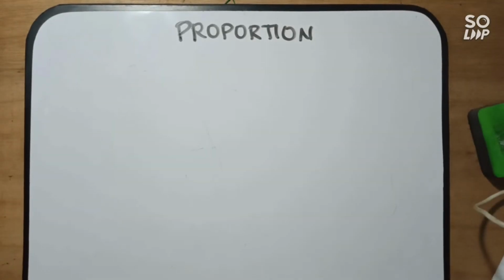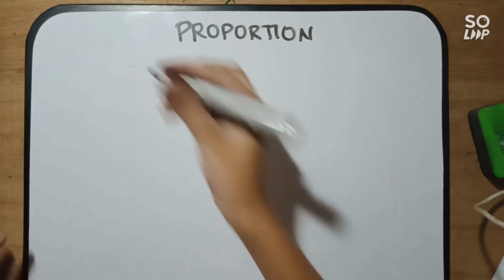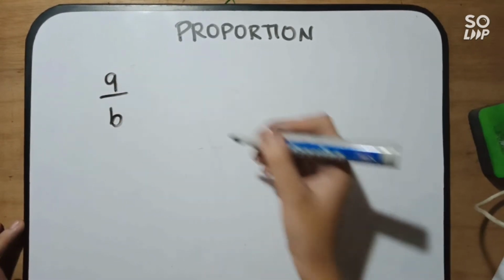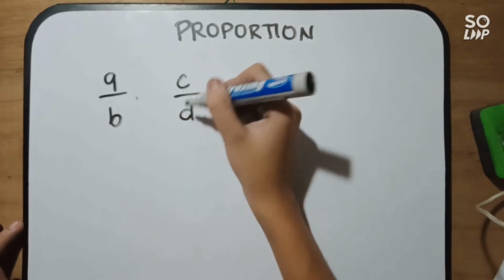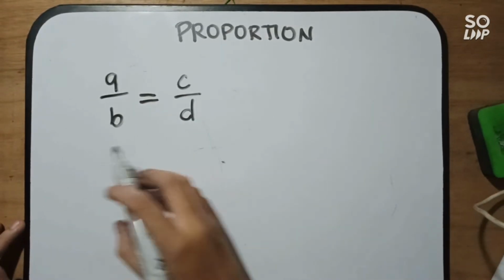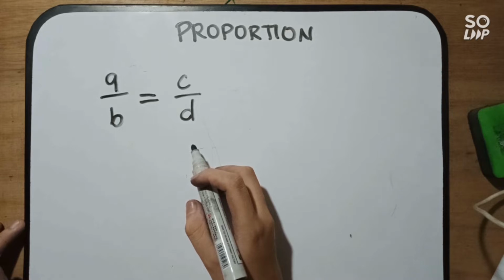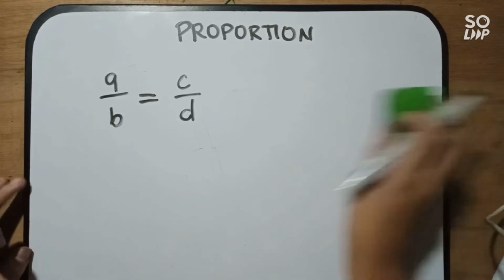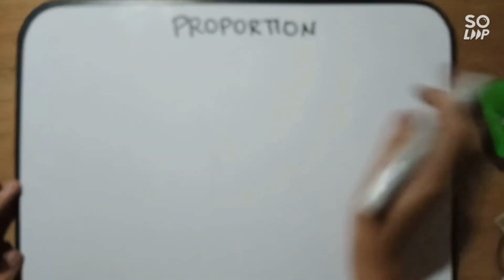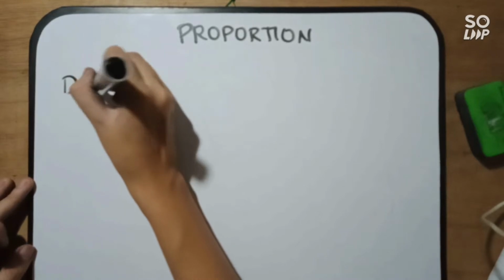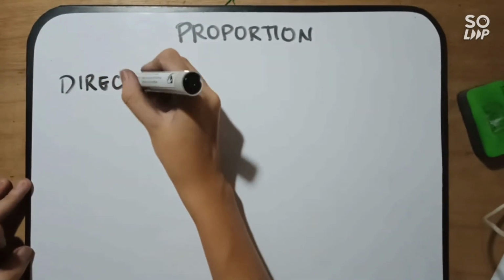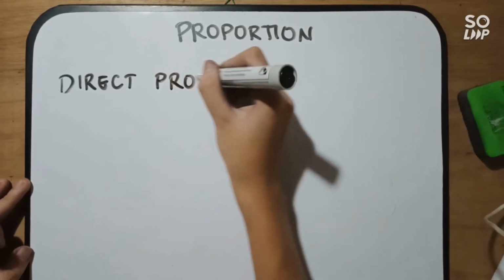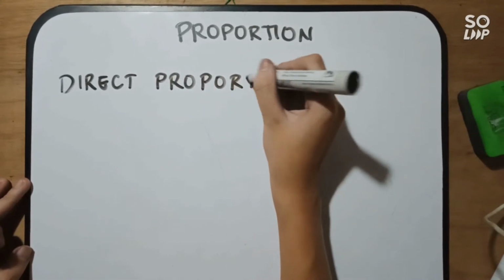So let's now proceed to the concept of proportion. A proportion is the equality of two ratios. If A over B and C over D are equal ratios, then the statement A over B equals C over D is called a proportion. There are different types of proportion. The first type is direct proportion, the other one is indirect proportion, and the last one is partitive proportion.